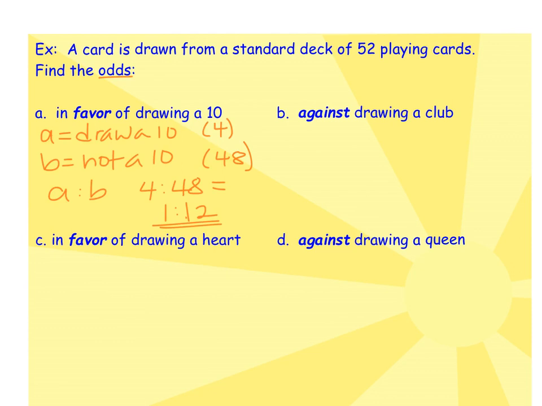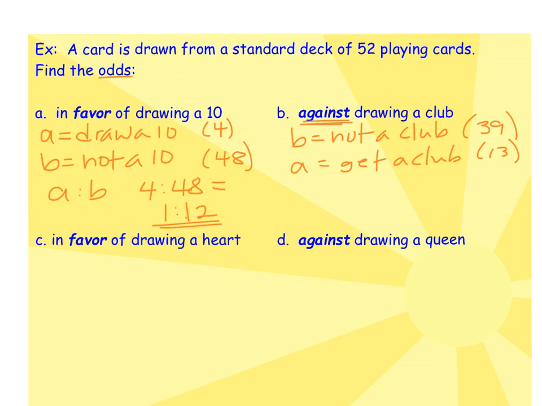Example B, against drawing a club. So now this time we're looking at B to A. We want B first. How many cards in the deck are against a club, so not getting a club? We've done this a few times already. There are 39 cards in the deck that aren't clubs. And then A would be how many ways we could actually get a club. And we know that there are 13 cards in the deck that hold true for that.